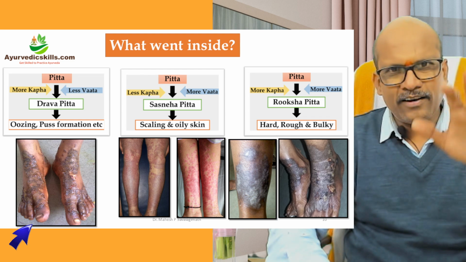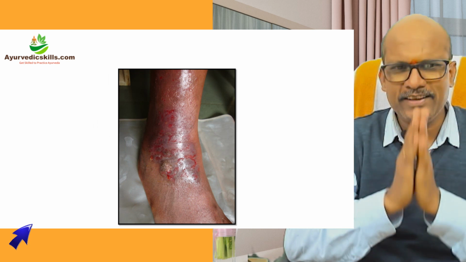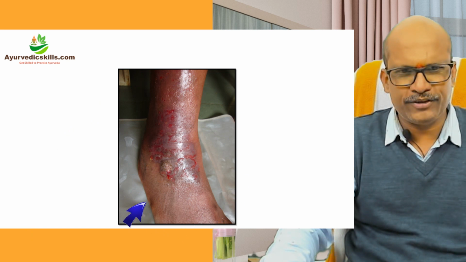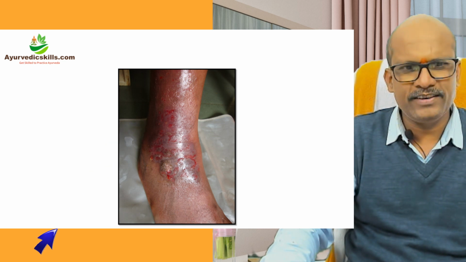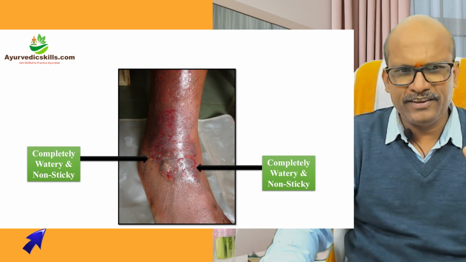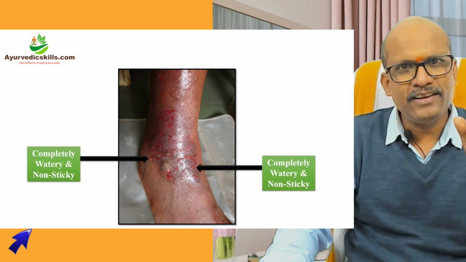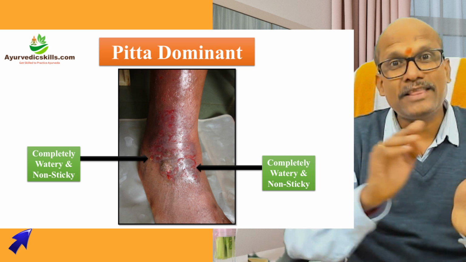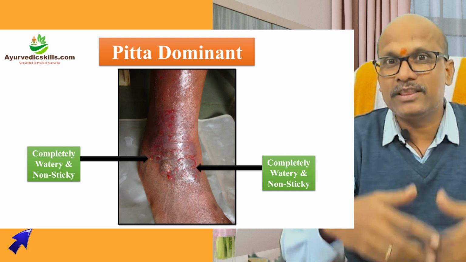Now we will see the three secretion conditions, Srava. Now what do you observe in this? When you look at the image of this patient, what do you feel about the nature of the secretion? It is completely watery and non-sticky, like a water drop. It is Lasika Srava. Lasika is again a Pittaja presentation. So it is Pitta dominant Srava.